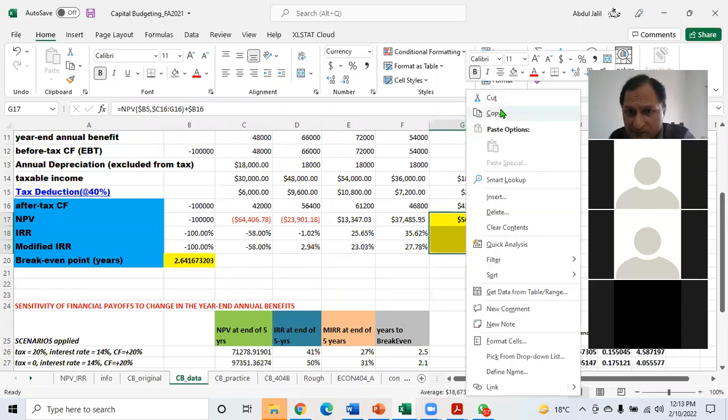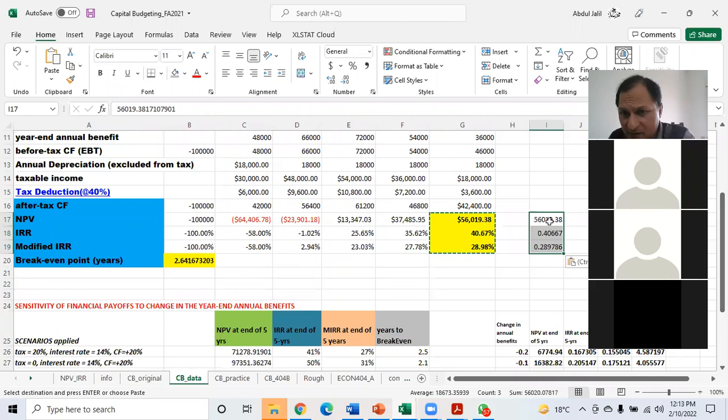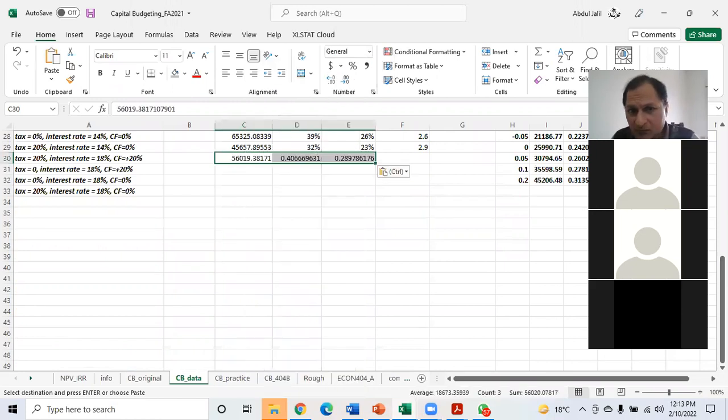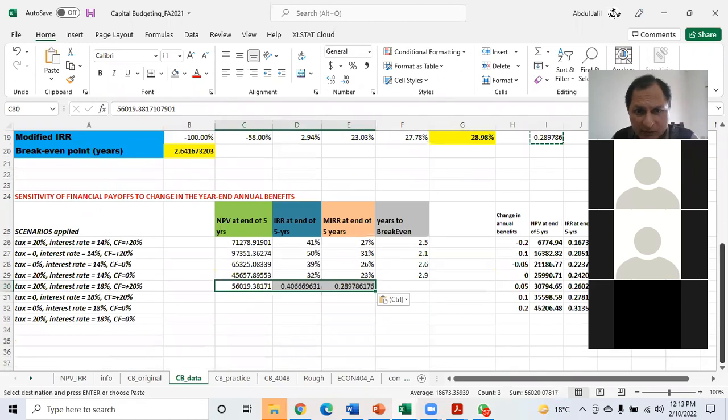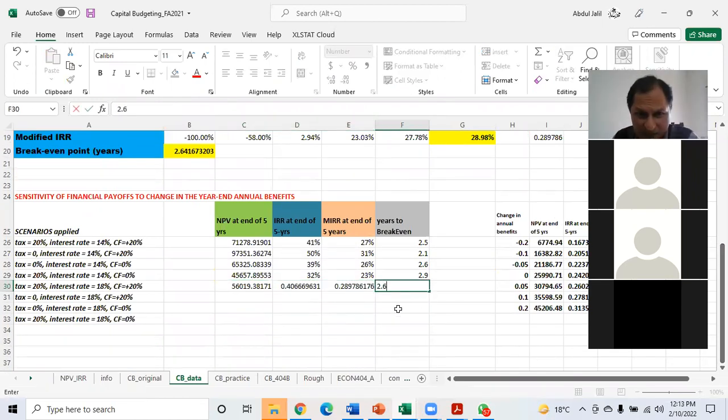Copy, paste, and then copy, and then this scenario you are talking about, transpose, and then you can directly write 2.6. 2.6 is the time period, right? So this shows that this is the situation now.